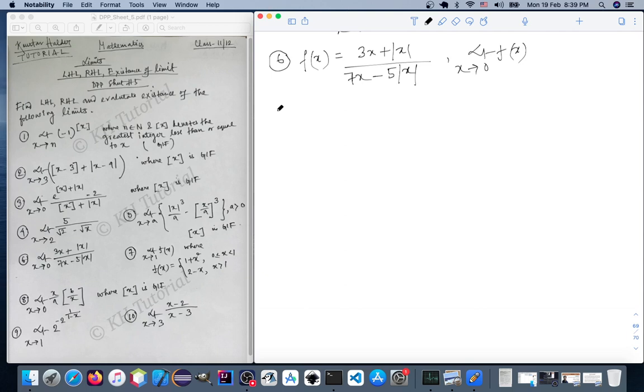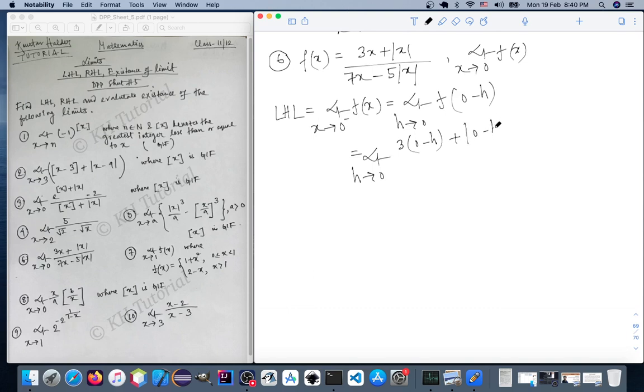Let's see what is the LHL. Limit x tends to 0 minus f(x) equals limit h tends to 0 f(0 minus h). This is limit h tending to 0 of 3 times (0 minus h) plus mod of (0 minus h), divided by 7 into (0 minus h) minus 5 mod.